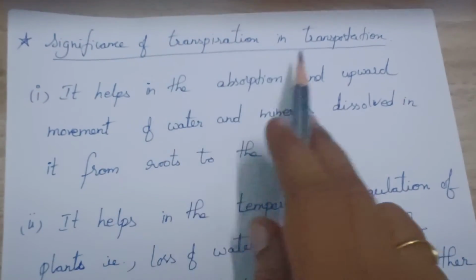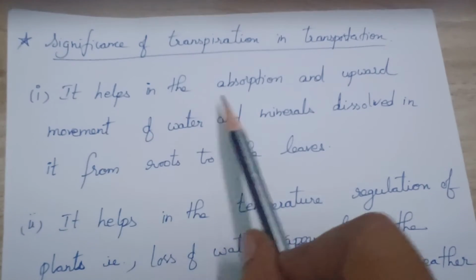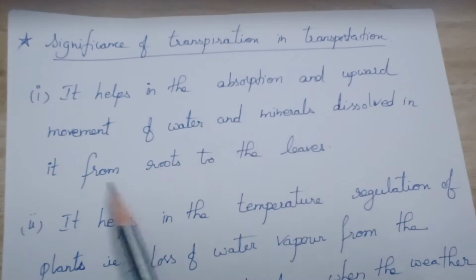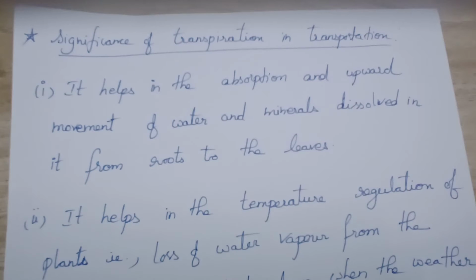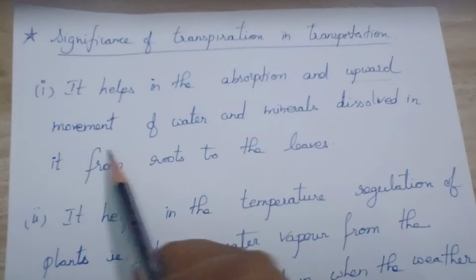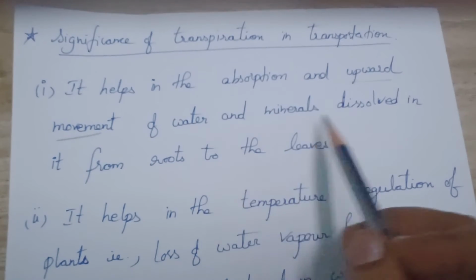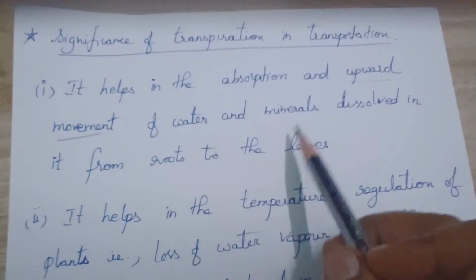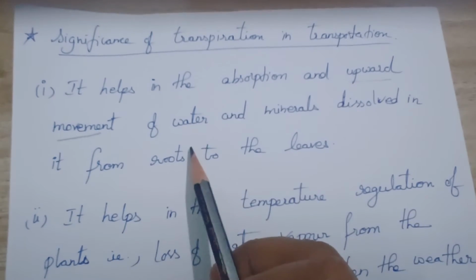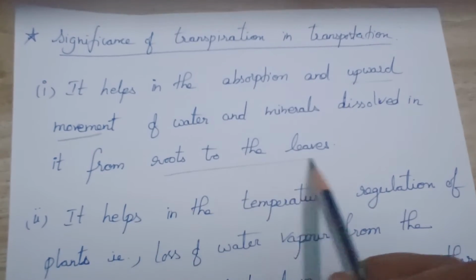That is the importance of transpiration in transportation. It helps in the absorption and upward movement of water and minerals dissolved in it from root to the leaves. Because of the suction, because of the bonding of the water molecules, it pulls the water from down to up, right? This is very important: upward movement of water and minerals. In the water, the minerals are dissolved, right? Both the minerals and water are moved upward from root to the leaves.